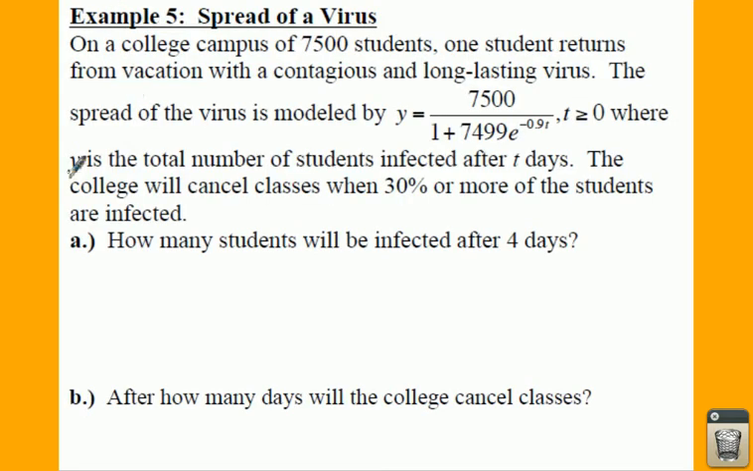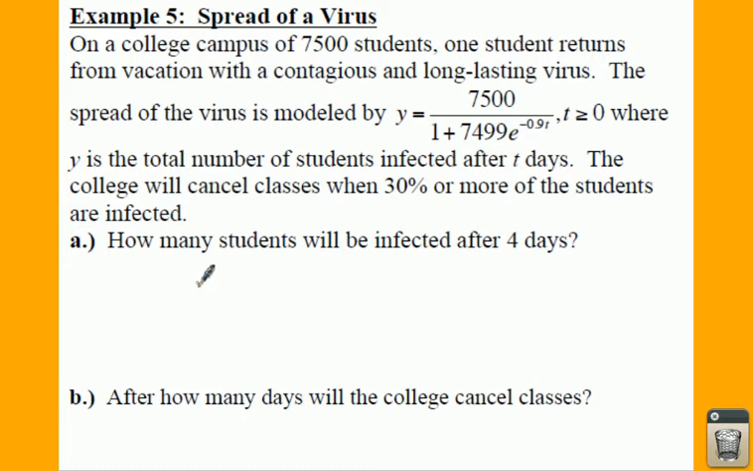So on number 5, we have a college campus of 7,500 students. One student returns from vacation with a contagious and long-lasting virus. Oh, disgusting. The spread of the virus is modeled by this equation: y equals 7,500 over 1 plus 7499 base e to the power of negative 0.9t, t is greater than or equal to 0, where y is the number of students infected after t days. The college is going to cancel classes if 30% or more are infected. So, we need to figure out how many students will be infected after 4 days.